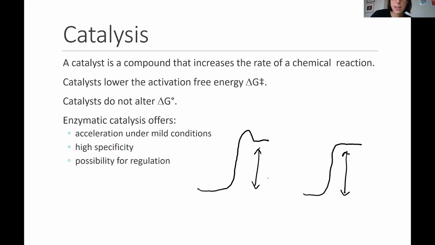The way that we do catalysis in biology is through things called enzymes. These enzymatic catalysts offer, again, acceleration of a reaction in mild conditions. They're highly specific towards certain components of a reaction, and they allow for regulation of a reaction as well. So sometimes if you don't want a reaction to proceed fast, you can limit the catalyst.